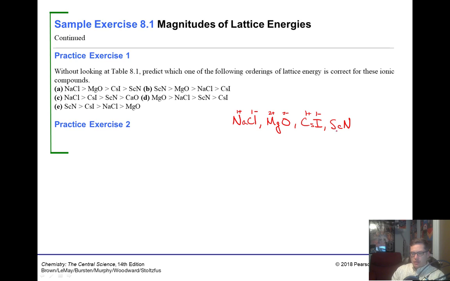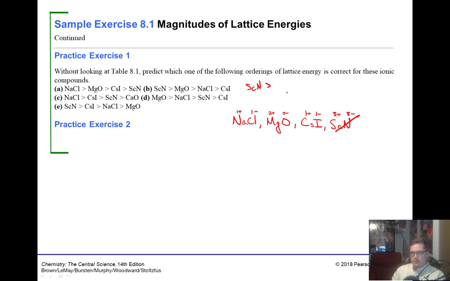Scandium, well, that's a transition metal. We can't really define what that's going to be. But nitride right here, this would be 3 minus. So that implies that the scandium is 3 plus. So therefore, the biggest of these charges would have to be this scandium nitride. So this has to be our highest lattice energy. Okay, so that's going to be that guy. So we'll cross that guy out.